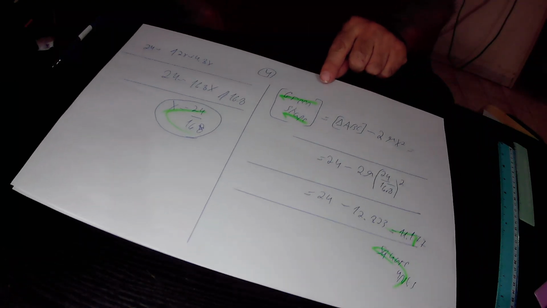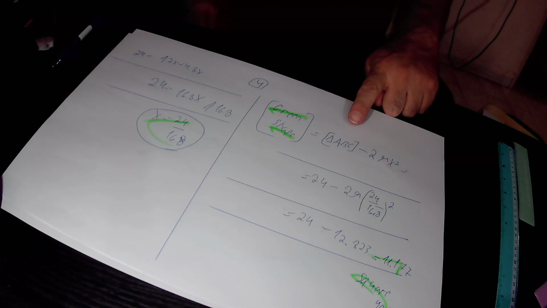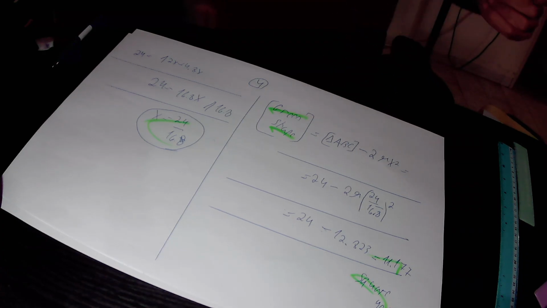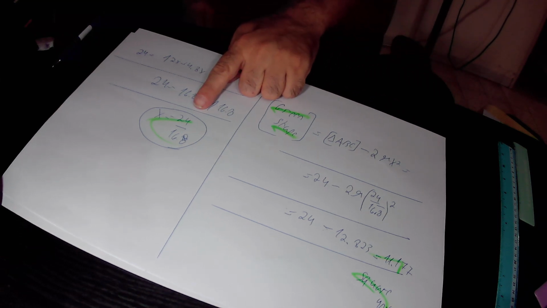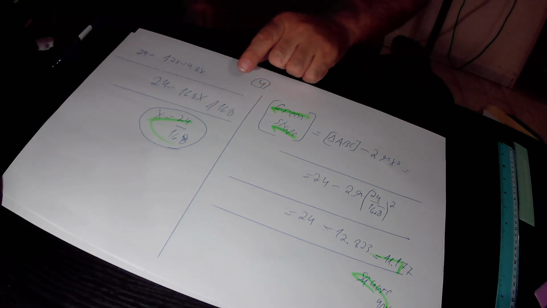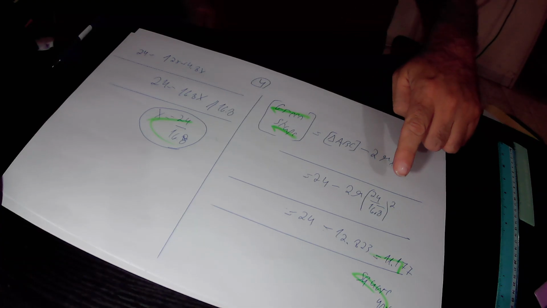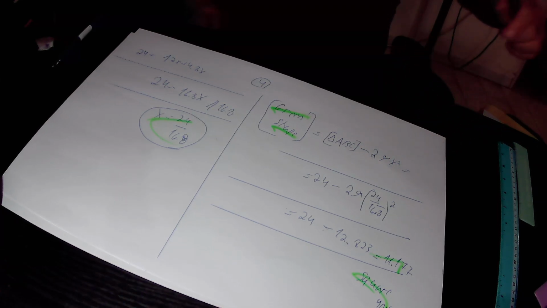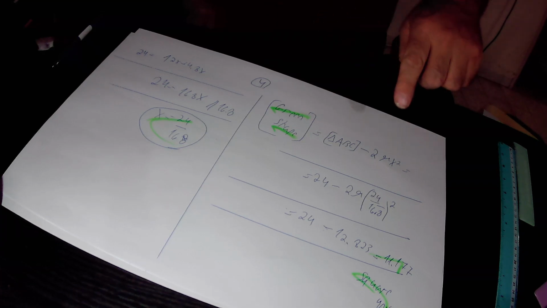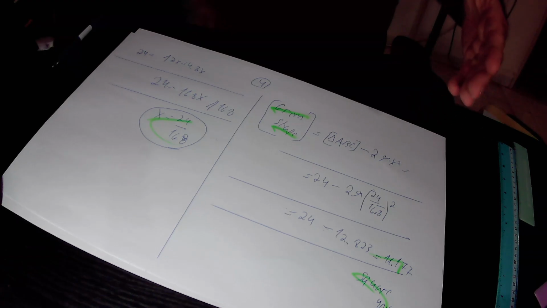In total, the area of the green shape equals the area of the big right triangle ABC minus the area of the small circles, that is 2 pi x squared. The area of the big triangle ABC equals 24, minus 2 pi x squared. We found that x equals 24 over 16.8, therefore x squared is 24 over 16.8 squared. So in total, the green shape equals 24 minus 2 pi times 24 over 16.8 squared.